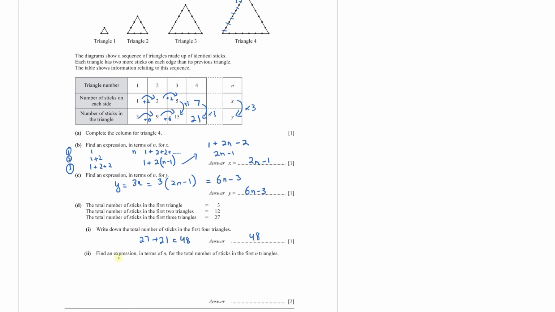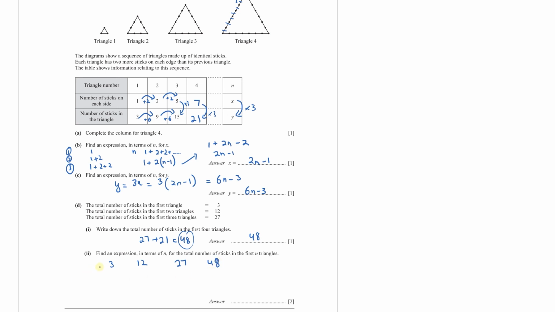Part 2 is find an expression in terms of n for the total number of sticks in the first n triangles. So again, this is a sequence question. So let's first write down the sequence. For the first triangle, you have 3. And then the first two triangles, you have 12 sticks. First three triangles, you have 27 sticks. First four triangles, you have 48 sticks here.